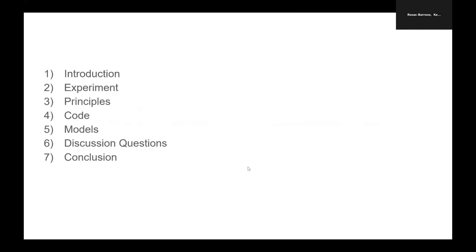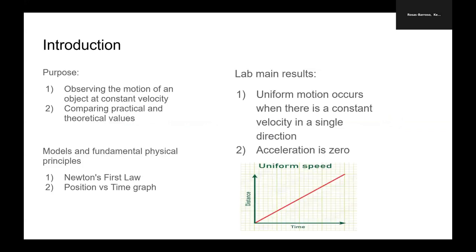So in today's video, I'll introduce the main concepts for the lab, followed by the experiment, the principles, the code, then the models, the discussion questions, and then finally the conclusion. The main purpose of this lab is to observe the motion of an object at a constant velocity and compare the practical results to the theoretical values.